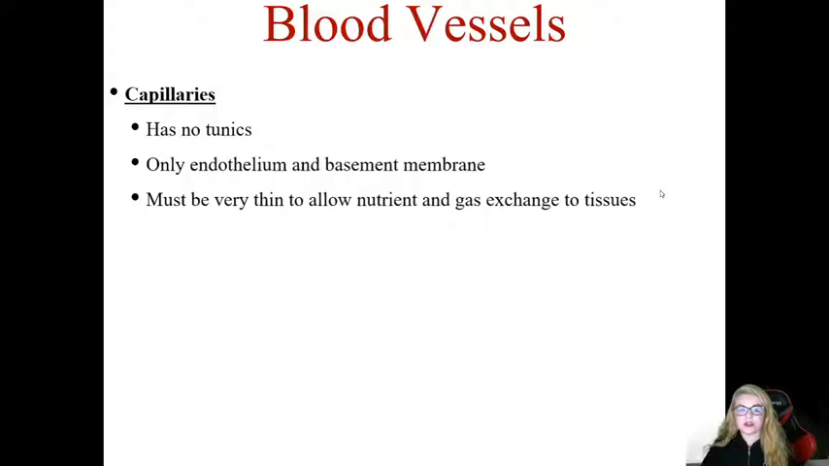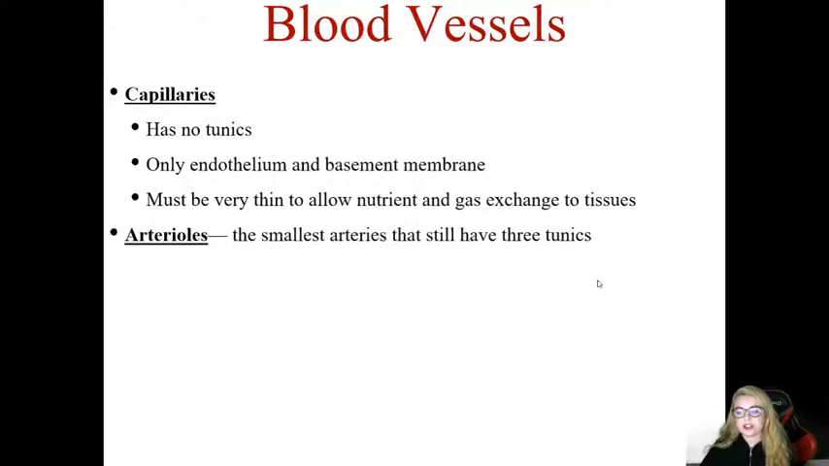Remember, these are those super thin, tiny branched vessels that are so microscopic that the red blood cells have to go single file through them. They have to be super thin and narrow and tiny so that the gas exchange of oxygen and the waste product of carbon dioxide can flow via diffusion in and out of these capillaries.